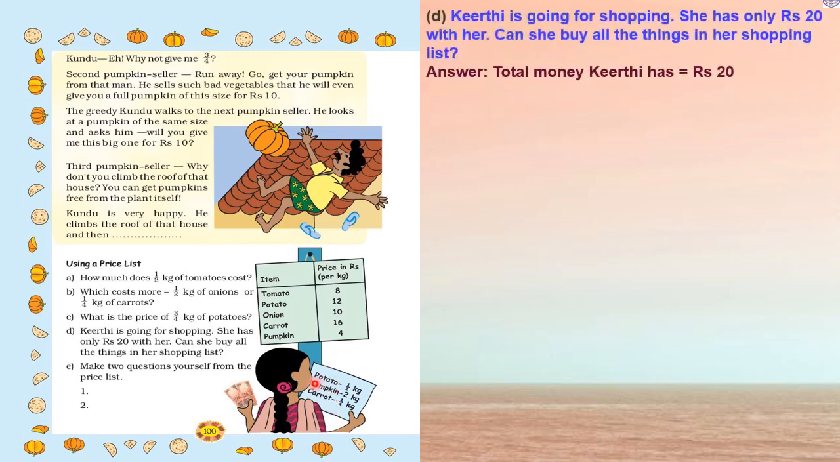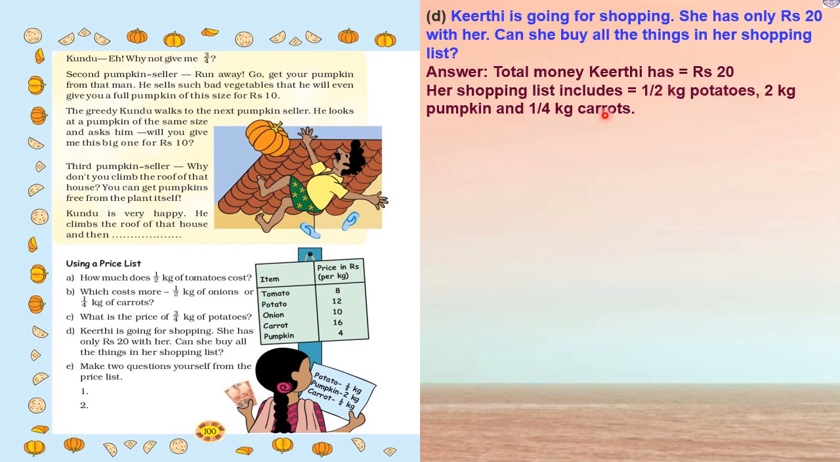The shopping list is: potato, she has to buy half kg, pumpkin she has to buy 2 kg, and carrot she has to buy 1/4 kg. Now the total money Kirti has is rupees 20. So our shopping list includes half kg of potatoes, 2 kg of pumpkin and 1/4 kg of carrots.